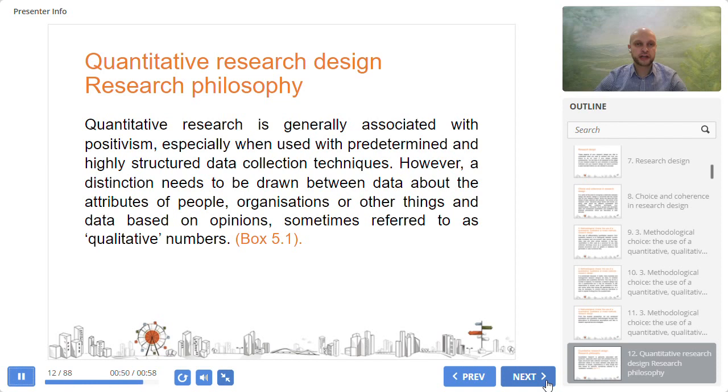On the next slide, you'll see box number 1, which illustrates the quantitative research design in terms of research philosophy.